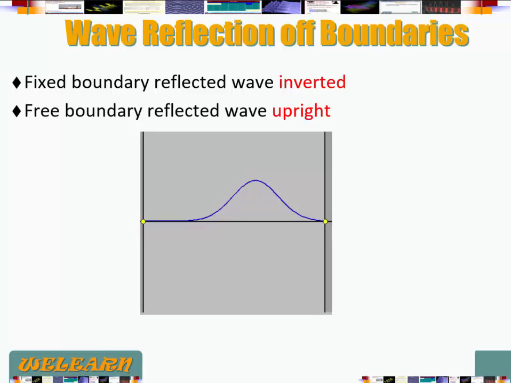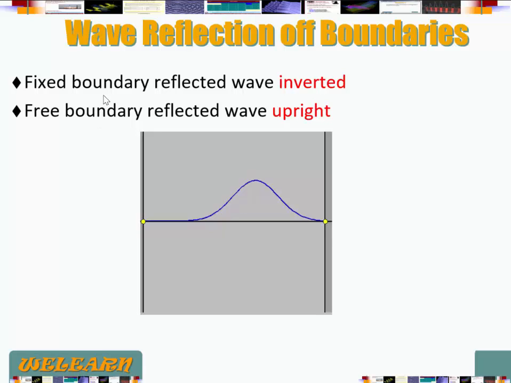As a wave travels in a medium, it will eventually meet a boundary, the end of the trip, as a matter of speech. Now, the behavior of the wave when it meets that boundary is going to depend on the type of boundary. There are what we call fixed boundaries and free boundaries.